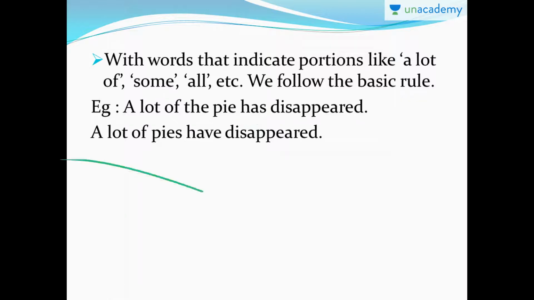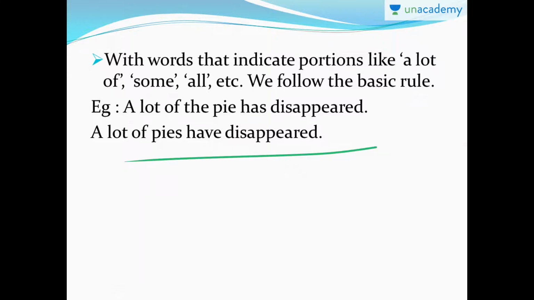Look at the next one. A lot of pies have disappeared. I know the sentence might seem a little bizarre, but I just wanted to show it to you in a very detailed way. A lot of is the portion, but we're talking about the pie, which is plural in nature over here, so it is pies. So the verb to have will have to be in the plural form, which is have. I have, you have, she or he has. So that's why has, you'll have to make it into the plural form.